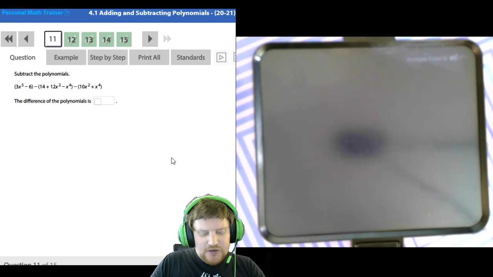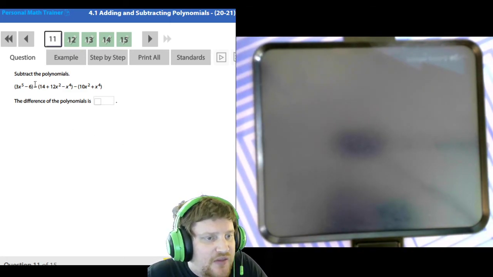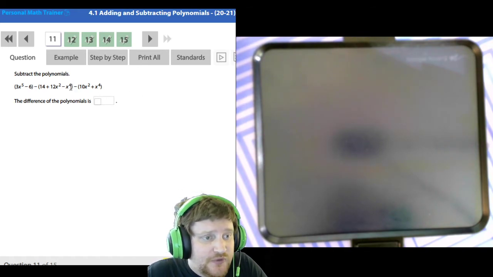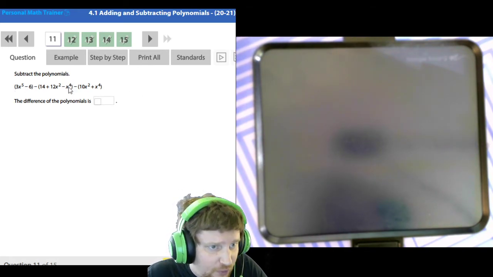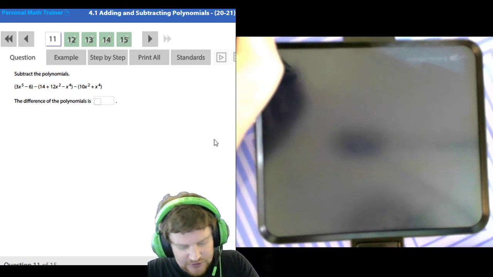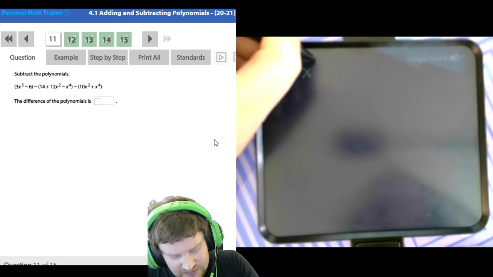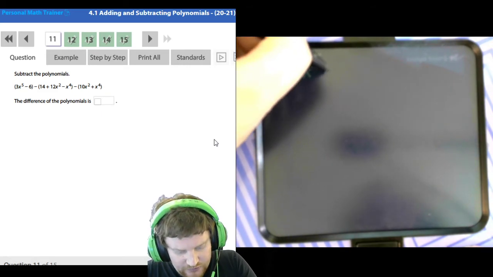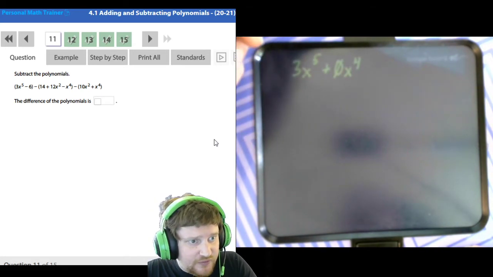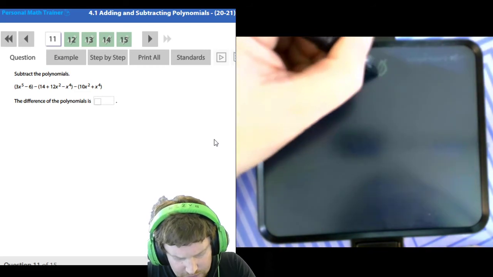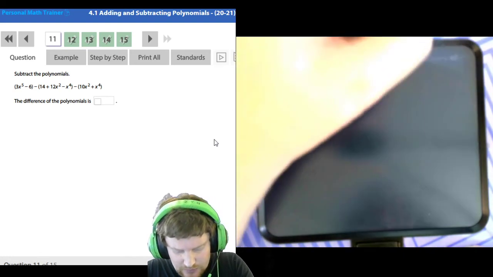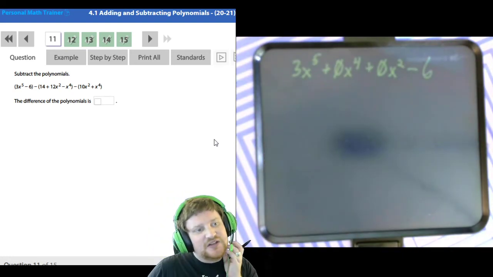Okay, so once again we have 3, and the second and third are both subtracted. So I see 5s, 4s, 2s, and 0s. So 3x to the 5th, we have fourths but not on the first one, so plus 0x to the 4th. We have squareds but not on this first one. And we have x to the 0th, which is just negative 6.